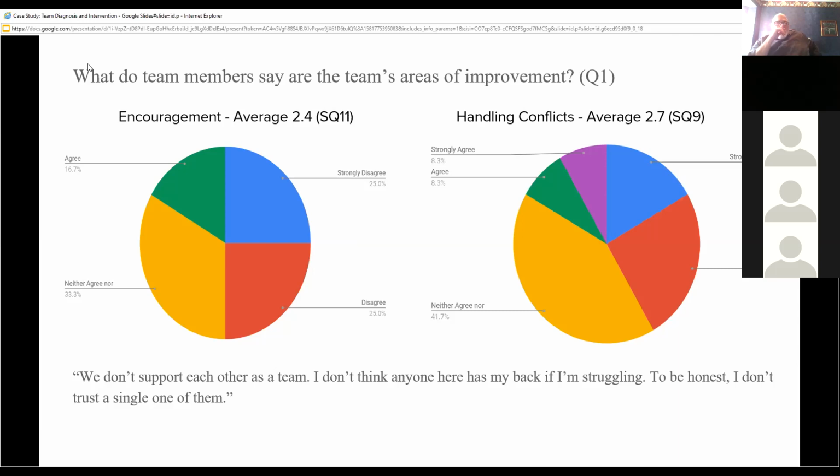One of the qualitative informations that really stuck out was we don't support each other as a team. I don't think anyone here has my back if I'm struggling. To be honest, I don't trust a single one of them. Yeah. So this really highlighted where the team needs to improve within their culture.